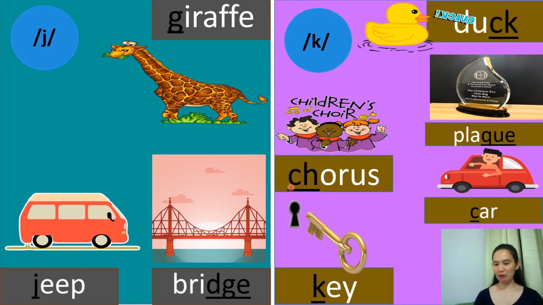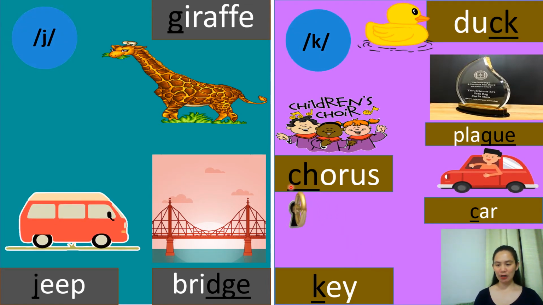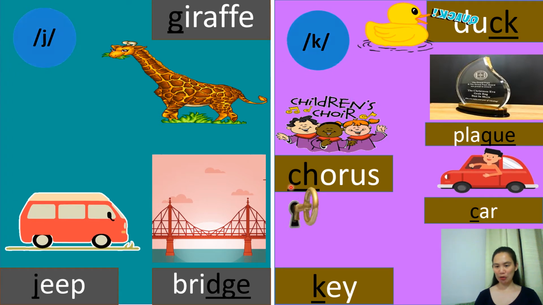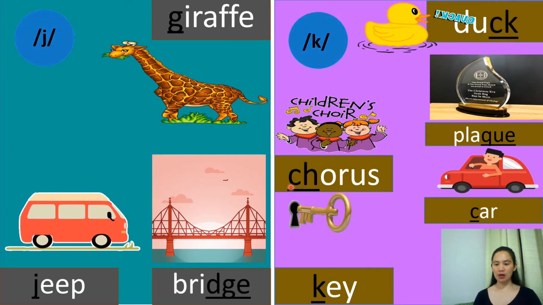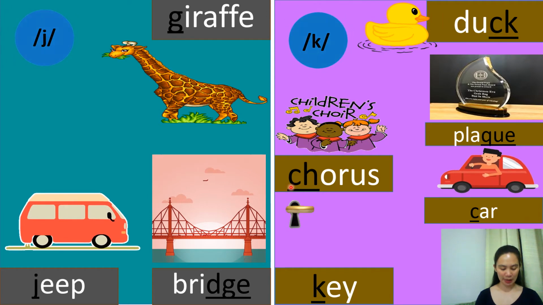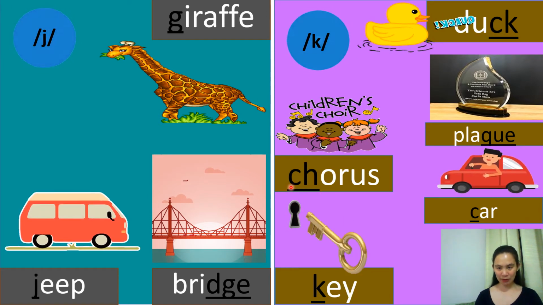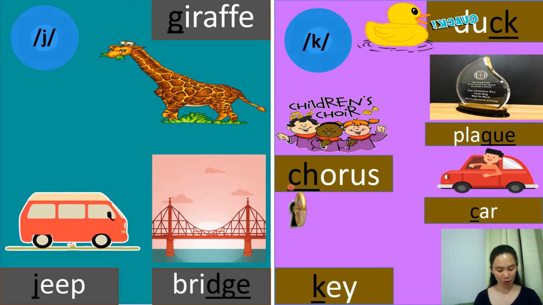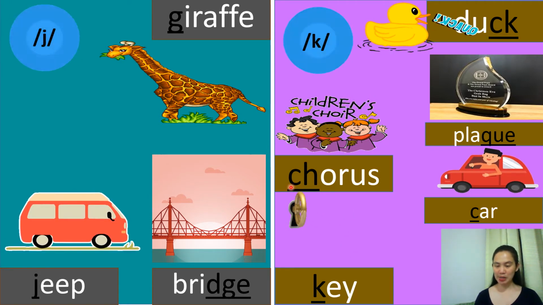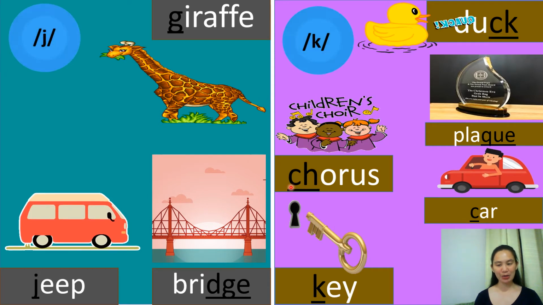Next word, we have the word plaque. The QUE at the end of the word plaque has the sound of K. Now let's have more examples of words that end with QUE. We have the words opaque and unique.